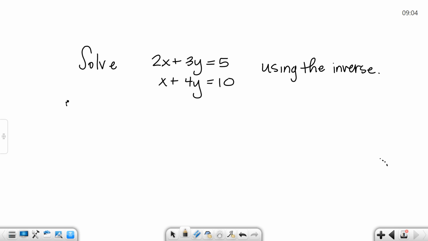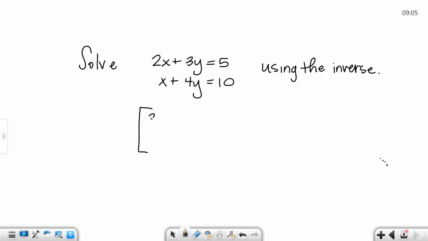Okay, so I'm asking you to solve this system of equations using the inverse. Now, on your test, I'm going to ask you this specifically. Now, we know how to solve these. We could use substitution, we could use Gauss-Jordan, we could use addition method, we could use all of those things, but I'm specifically going to ask you to find it using the inverse. So the first thing I'm going to do is write it as a partitioned matrix.